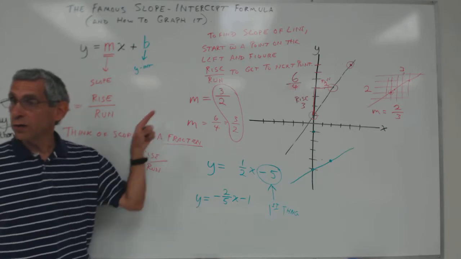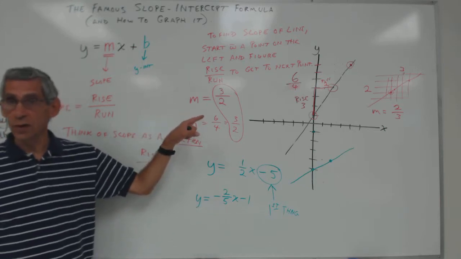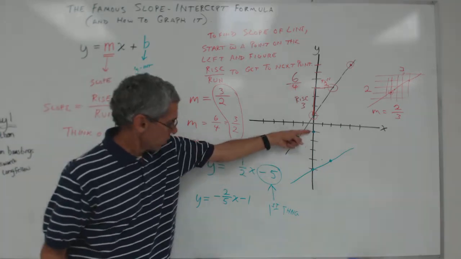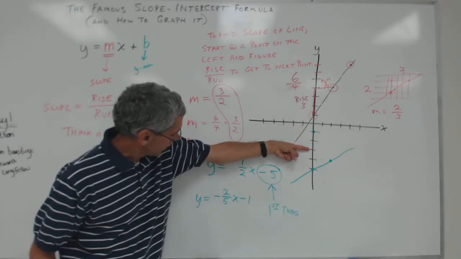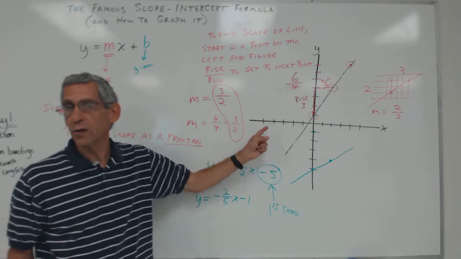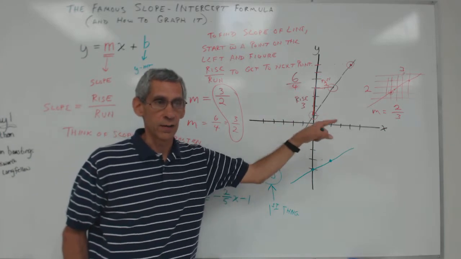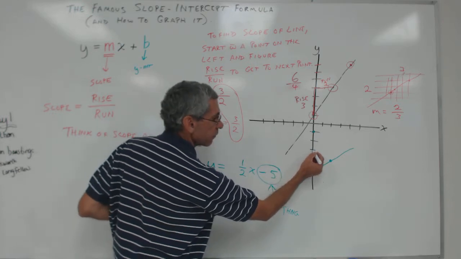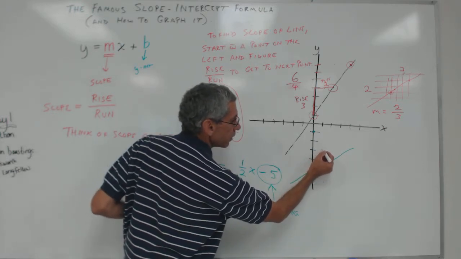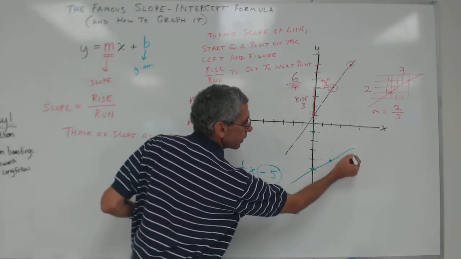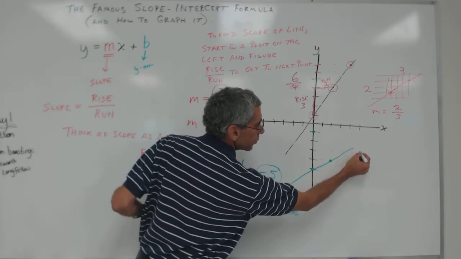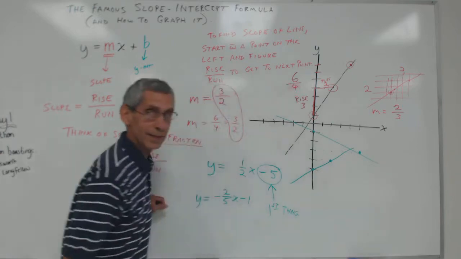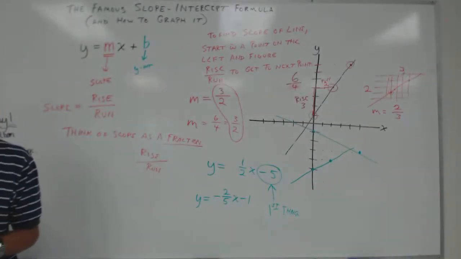But the run always runs to the right. That's really important. That's a mistake a lot of people make: they'll fall 2 and then run to the left. No, you always have to run from left to right. So you fall 2, and then you run 5: 1, 2, 3, 4, 5, and you put your dot, and then draw your line. Really quick and easy.